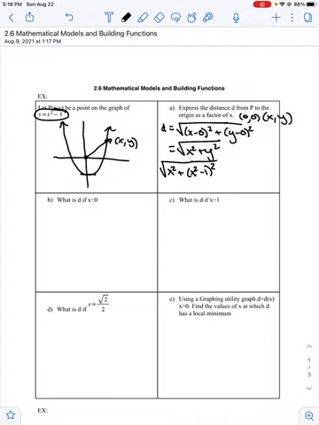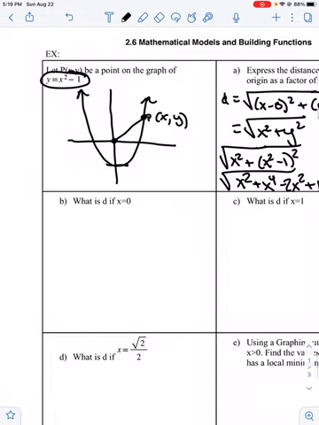Once you multiply (x squared minus 1) times (x squared minus 1), we get the square root of x squared plus x to the 4th minus 2x squared plus 1. Simplify that, you get the square root of x to the 4th minus x squared plus 1. And so that's what our distance would be.